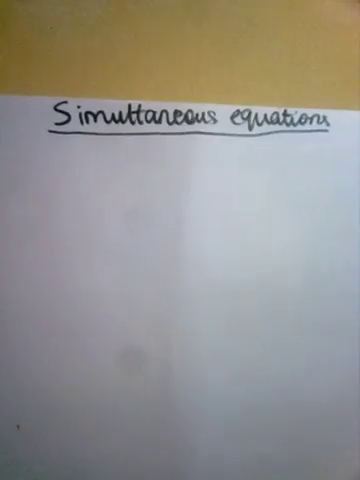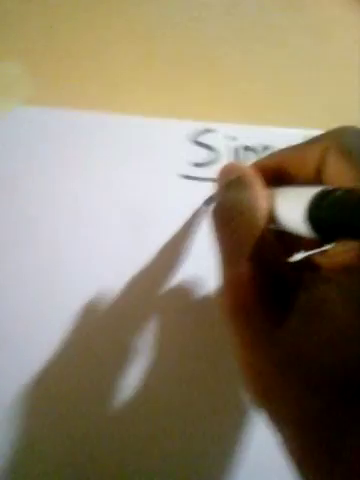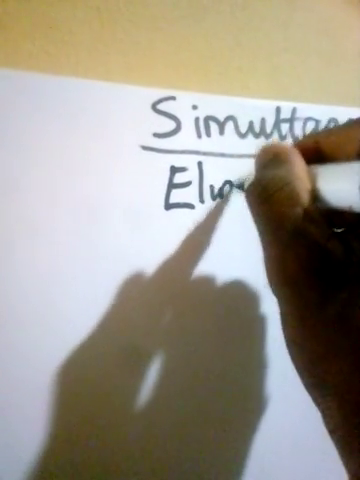Now, in the last video, I told you there are about 4 to 5 methods of solving simultaneous equations: the substitution, the elimination, graphical, determinant, and decimal matrix. But in that previous video I dealt with only the substitution method, and here I'll be dealing with the elimination method.